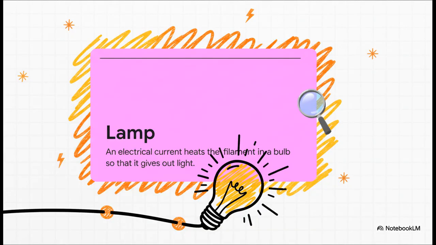Next up, one of the most important destinations for our electron, the lamp. Its whole job is to take the electrical energy that the electrons are carrying and just transform it. The current makes a tiny wire, the filament, get super hot until it glows, turning all that invisible energy into light and heat that we can actually see and feel.